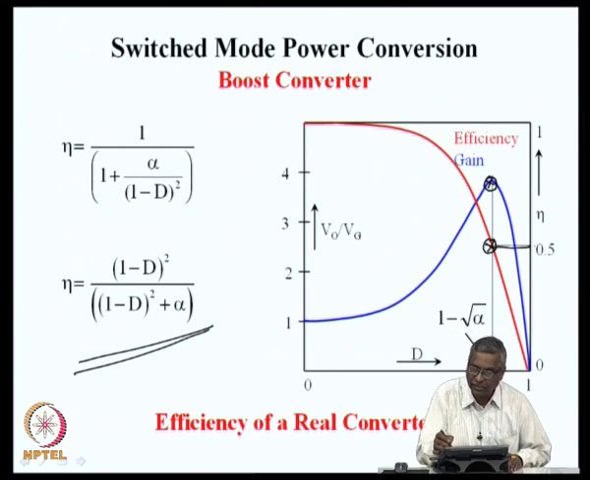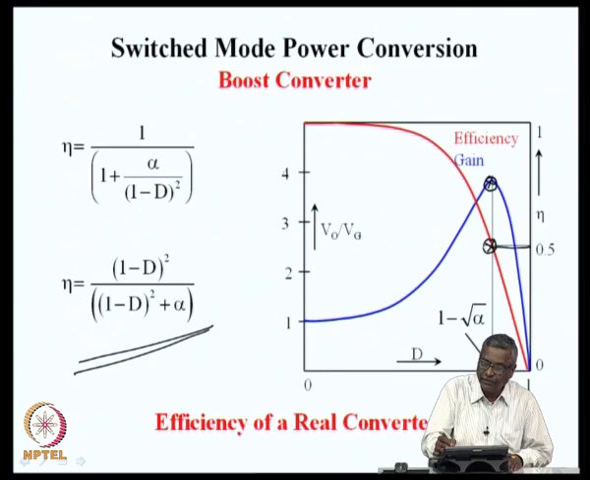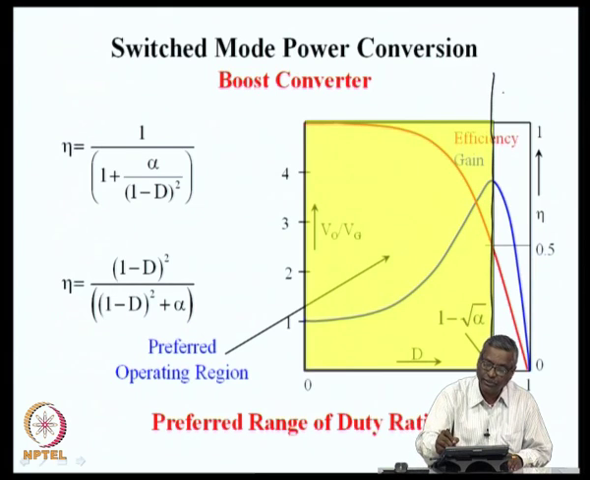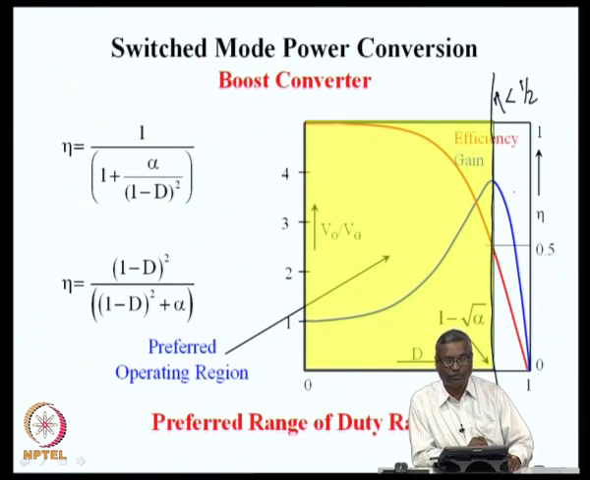This has a very serious consequence, because if efficiency is 0.5, then the converter has more losses than what is being delivered. The power that is lost is as much as the power delivered, so it will not be a good power converter. So, we can even say that this region beyond this peak, where the duty ratio is such that the efficiency is less than 1 by 2, is not the preferred region of operation.